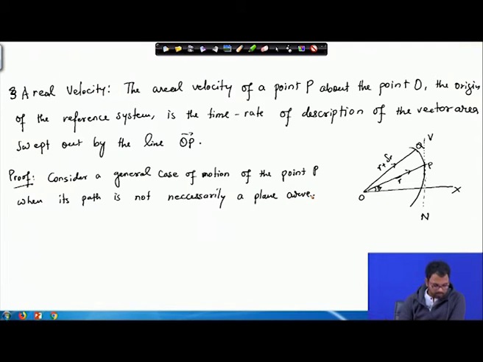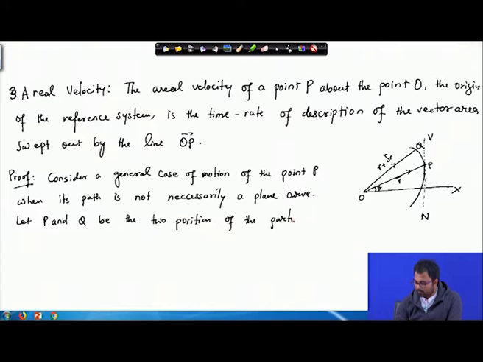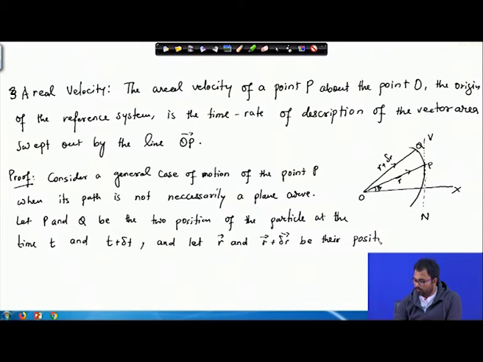Now let P and Q be the two positions of the particle at the time t and t plus delta t, and let r and r plus delta r be their position vectors.